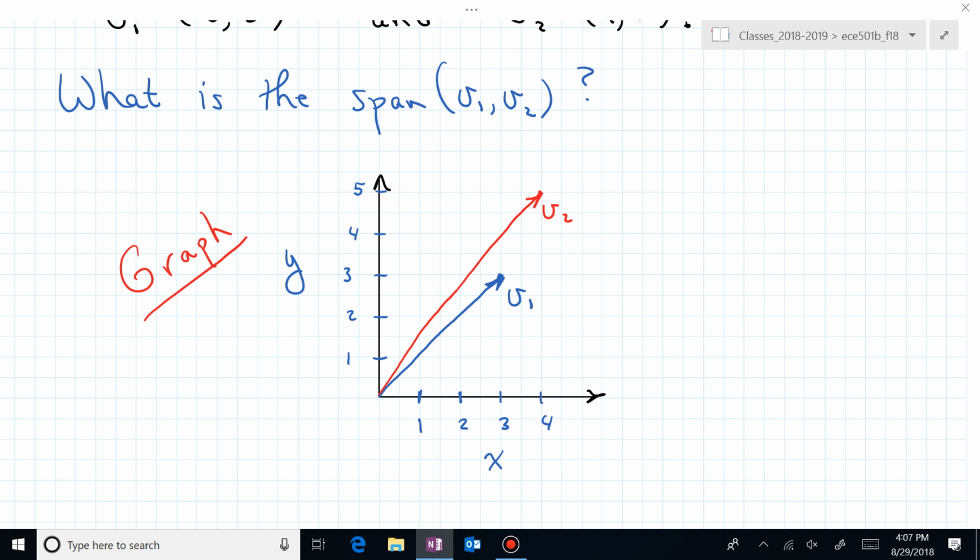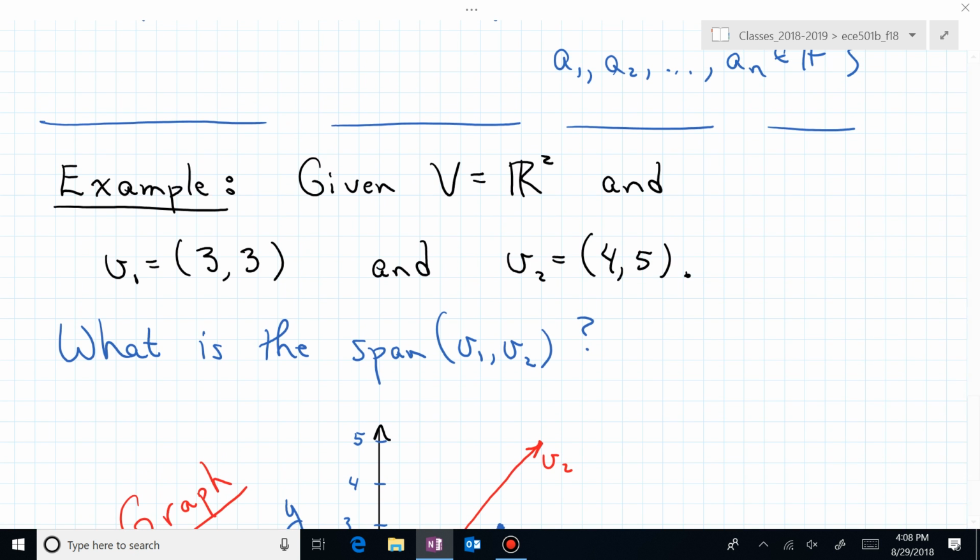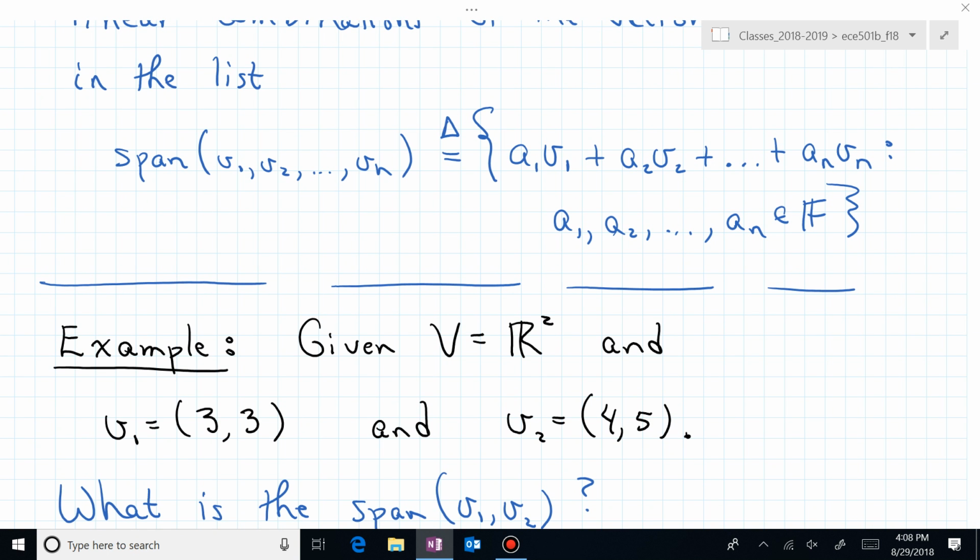Then we only have one dimension covered in that R2 plane, and that one dimension would be in the direction of the line that those two vectors are overlapping on. But here, since we have a little bit of variation or non-overlap, then we're good to go. But let's just show how that is consistent with this definition of span.